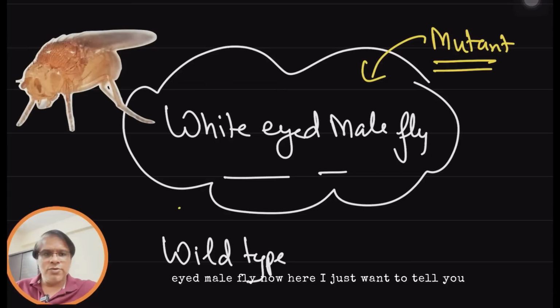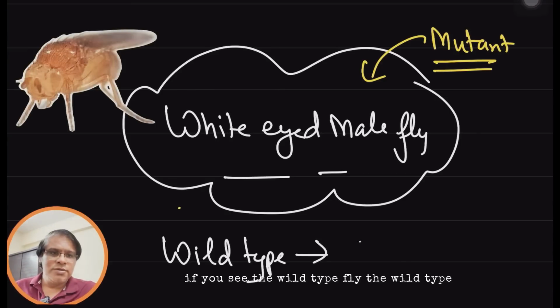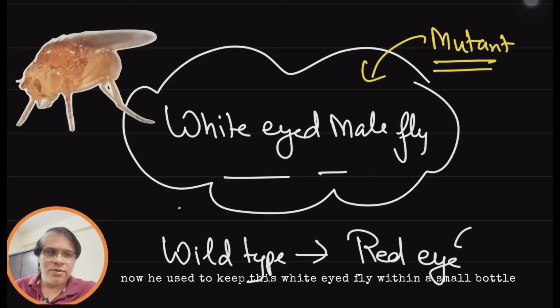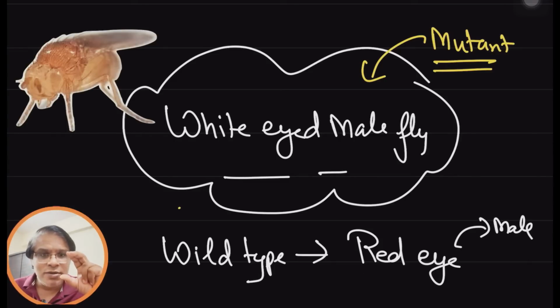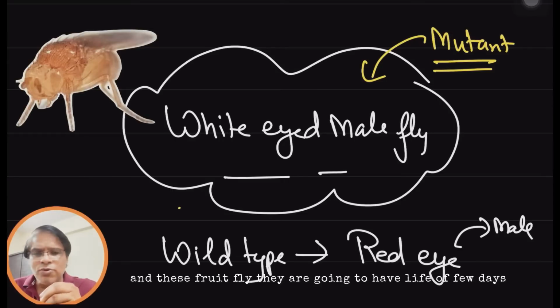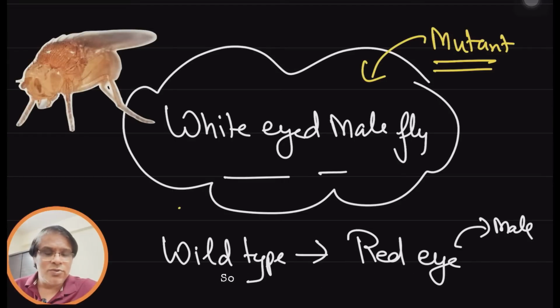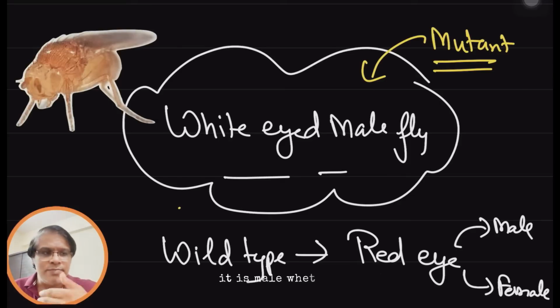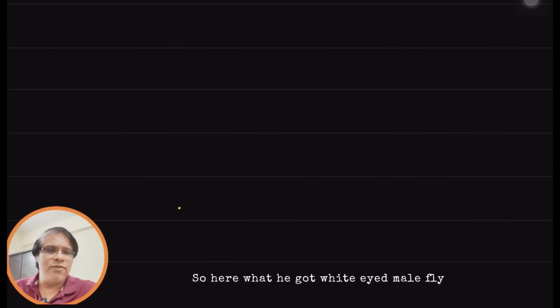If you see the wild type fly, they generally have red eyes. He used to keep this white-eyed fly within a small bottle, and these fruit flies have a life of only a few days, so it was very precious to him. Now we will discuss how he carried out the experiment. Generally the wild type fly has red eyes, whether male or female. What he got was a white-eyed male fly.